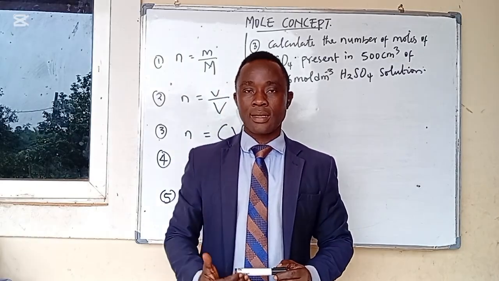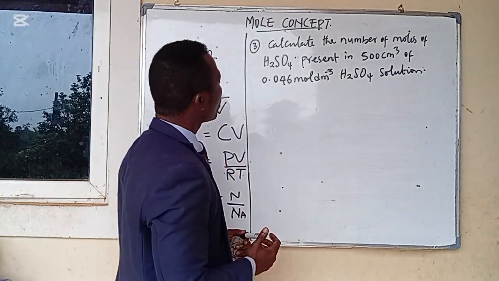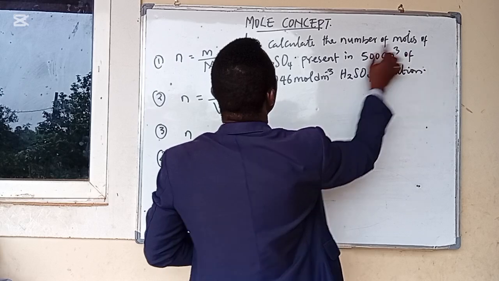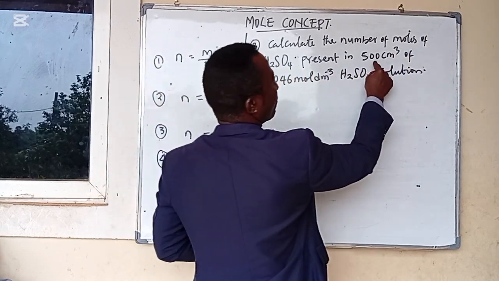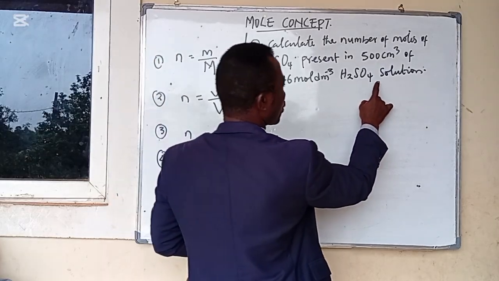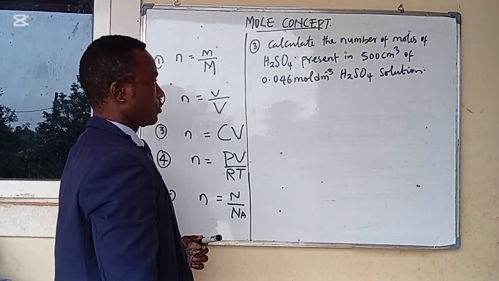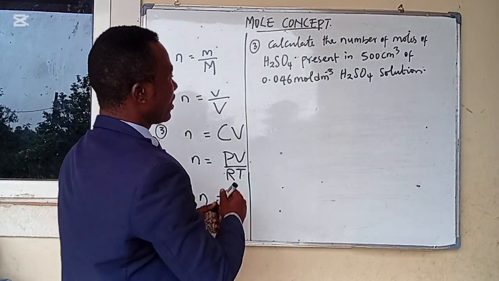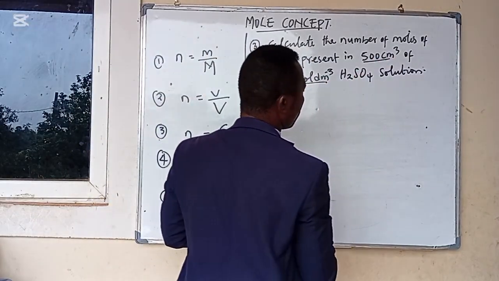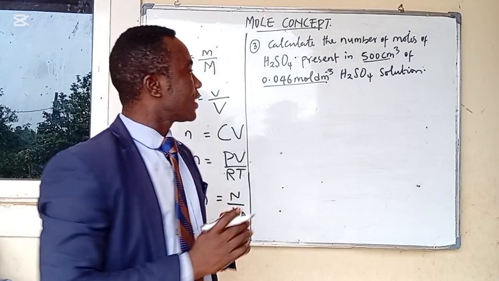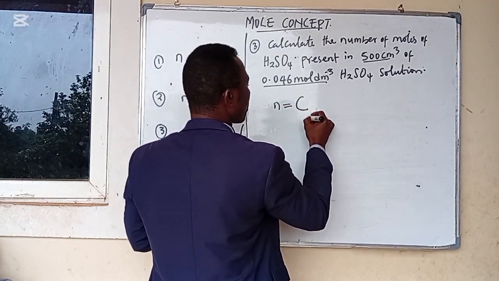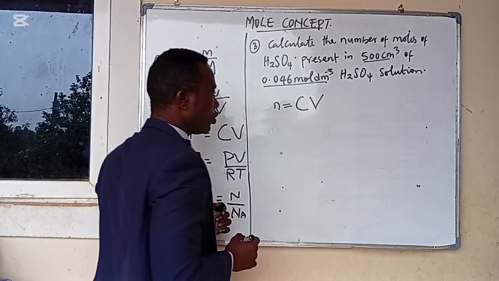So we'll go to question 3 now. Question 3 is saying that we should calculate the number of moles of H2SO4 present in 500 cm³ of 0.046 mol/dm³ H2SO4 solution. Now we are given what? Concentration in mole per dm cube, and we are given volume. If we want to get the number of moles, remember, number of moles is equal to concentration multiplied by what? By volume.